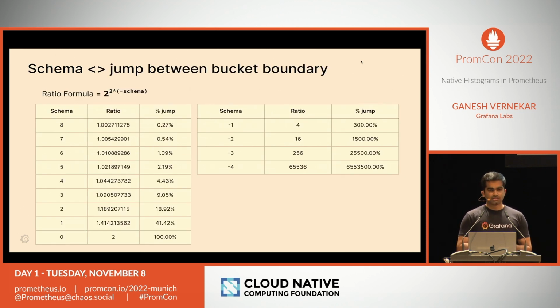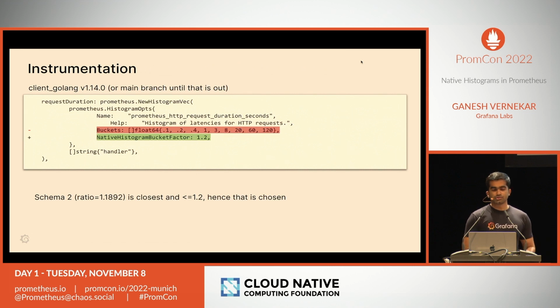It refers to the ratio here. You don't have to precisely choose the ratio or the schema. You just have to give a rough estimate of the ratio you want between two consecutive buckets. Because we chose 1.2, the closest schema which comes to this is schema number 2, which has the ratio of 1.189. So the client will automatically choose schema 2 for you, and it will build the histograms with schema 2.